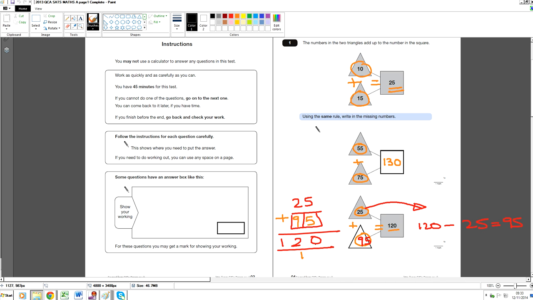So 5 add something is 10, so that was 5. Then we said 2 add 1 is 3, add the 9 will give us a 12. So that was one way which the student came up with, quite an ingenious way. I quite enjoyed that input.